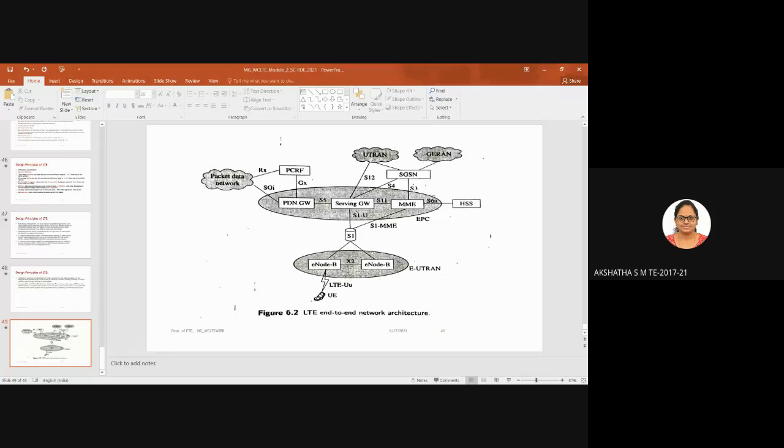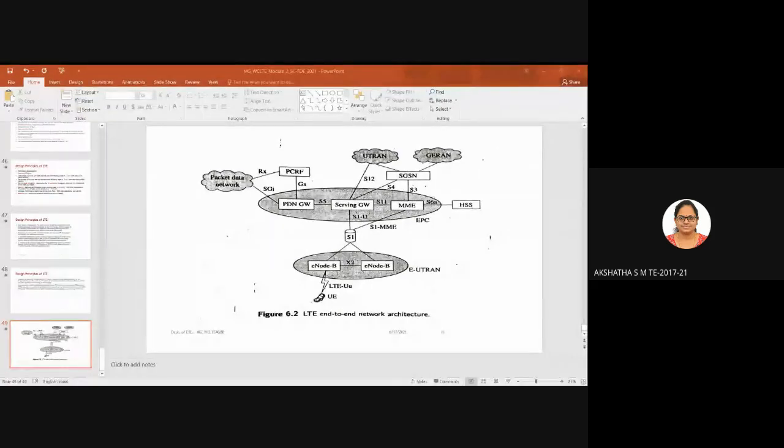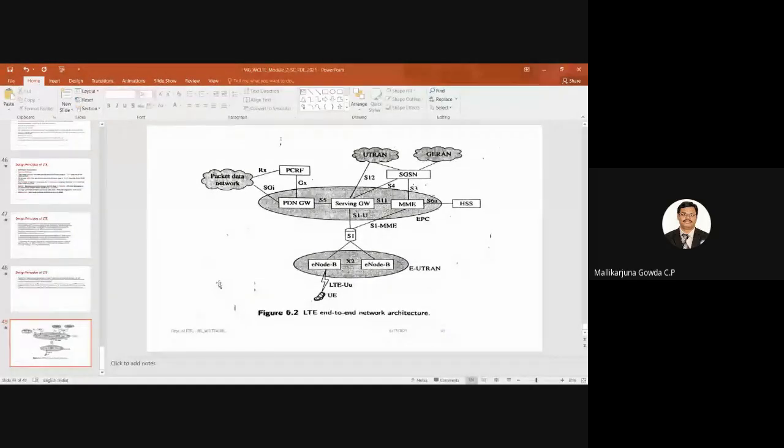Packet data network, PCRF, PDN gateway. Akshata, one element you should tell, not all. Packet data network, sir. Packet data network is nothing but PDN gateway only. Okay. So at least is it possible to say any one function of PDN gateway, Akshata?